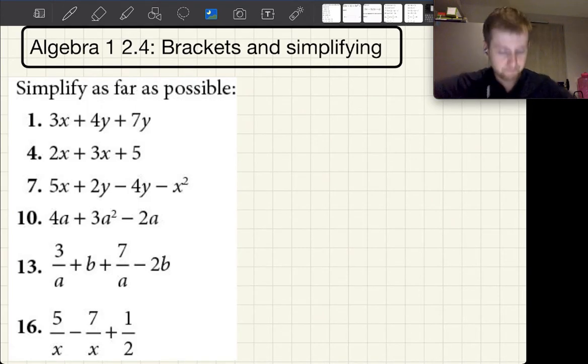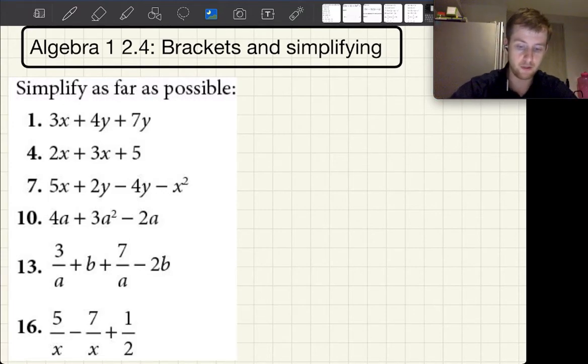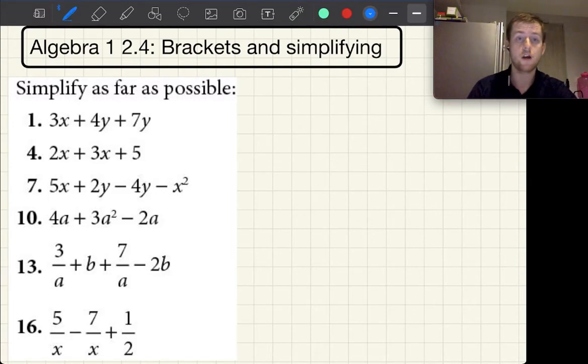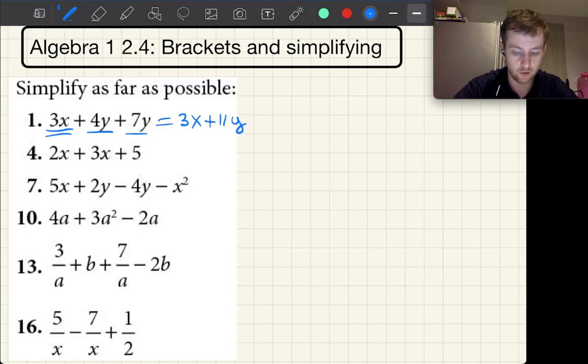Let's get started. So first of all, we have some real easy exercises. Simplify as far as possible. So here all we have to do is collect the like terms. For example, we can underline all y's with one line and all x's with two lines. And we can see that we have 3x in total, and 4y plus 7y gives us 11y in total.